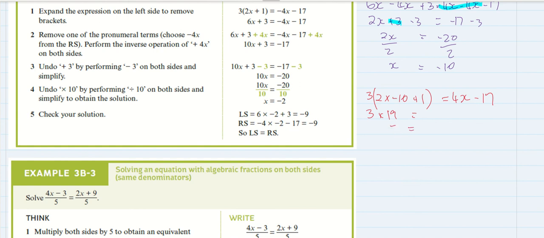Let's just put that in there while I'm thinking. Now, 4x is, 4 times negative 10 takes 17. Okay, well, 4 times negative 10 is negative 40. Negative 40 takes 17. Yeah, that's negative 57. So my left-hand side equals my right-hand side.